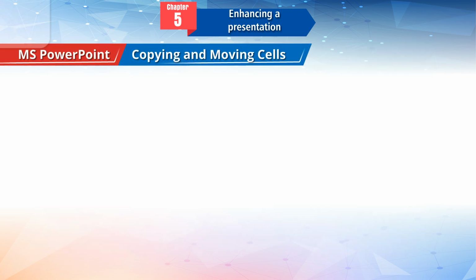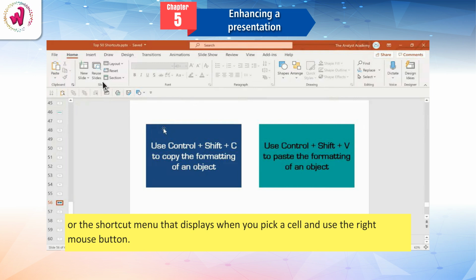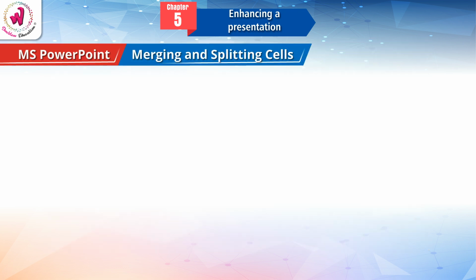Copying and moving cells. Drag and drop is a method for copying or moving cell contents after you have selected them. You can also use the Home tab's Cut, Copy, and Paste options, or the shortcut menu that displays when you pick a cell and use the right mouse button.